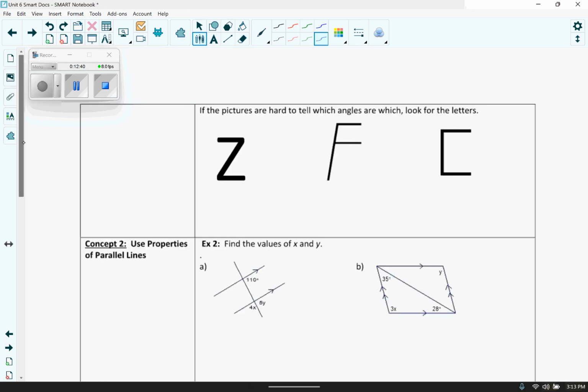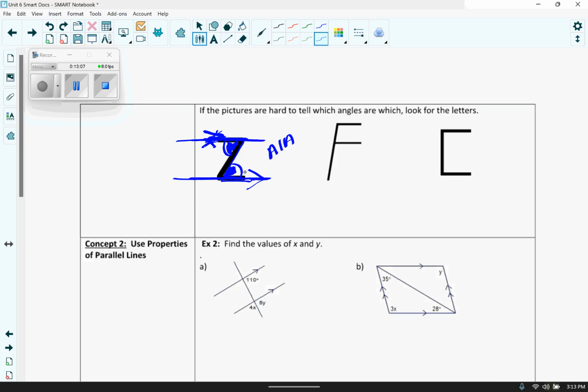All right. Then I want you to look at some of these pictures and do some calculations. First of all, if you see kind of a zigzag, where these legs are parallel, you actually have alternate interior angles. These guys are going to be congruent.